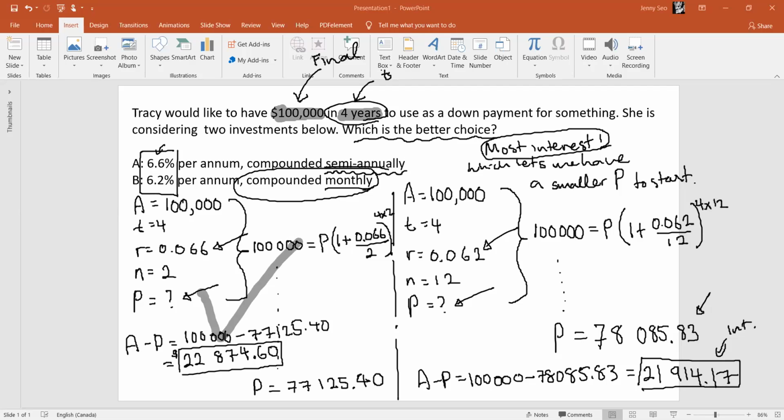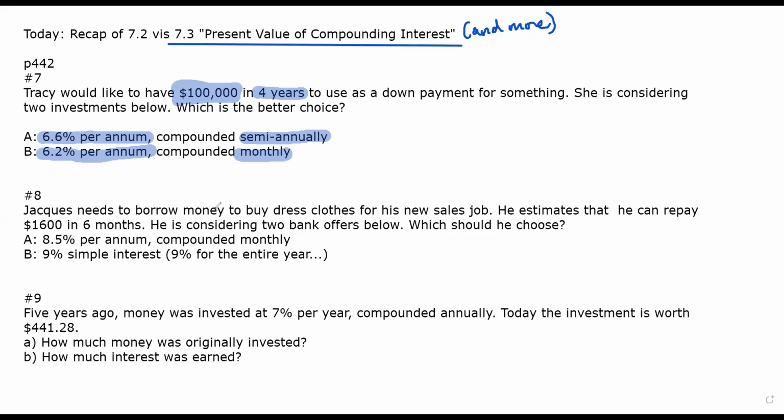Okay, let's keep moving. Let's take a look at question number 2. Let's go a little bit faster, shall we? Jock needs to borrow money to buy dress clothes for his new sales job. There are not too many jobs where it forces you to purchase your own uniform per se, but this is a little different in that you want to look clean and presentable when you're trying to sell something to someone else.